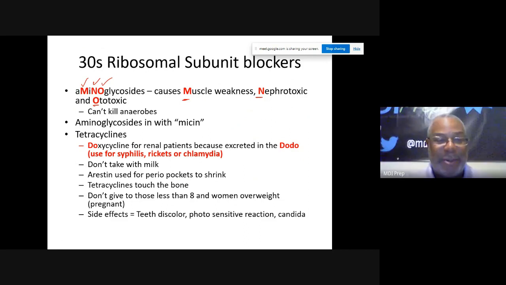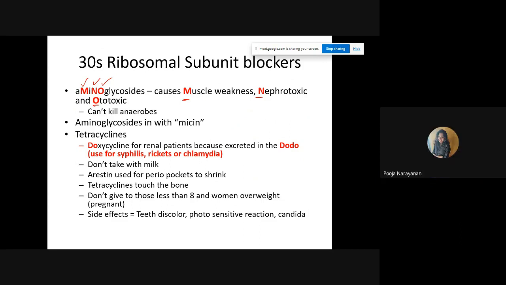Yes. Okay, great. Now, here's what you got to remember. You know how to identify cephalosporin. You know how to identify penicillin. How do you identify an aminoglycoside? How do you know an aminoglycoside is an aminoglycoside? The suffix mycin.